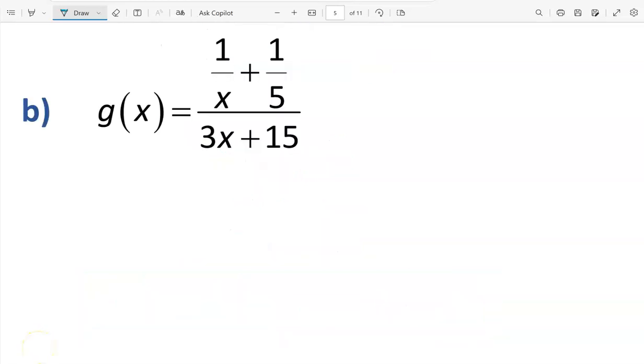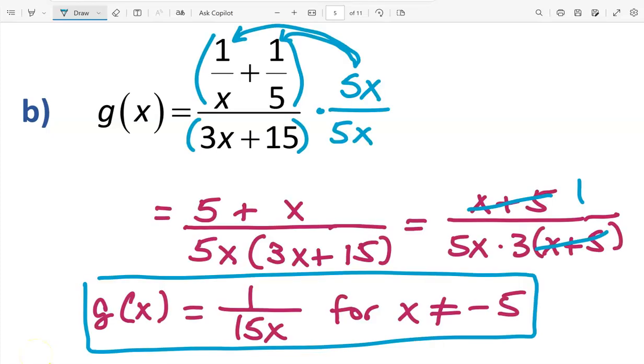Your turn to try. Pause the video while you try B. Your simplified form for this one should be g of x is equal to 1 divided by 15x for x not equal to negative 5. And again, it wouldn't be wrong to say and also for x not equal to 0.